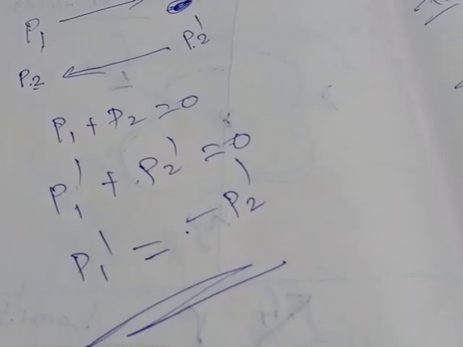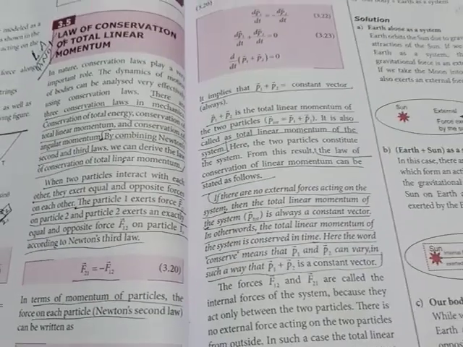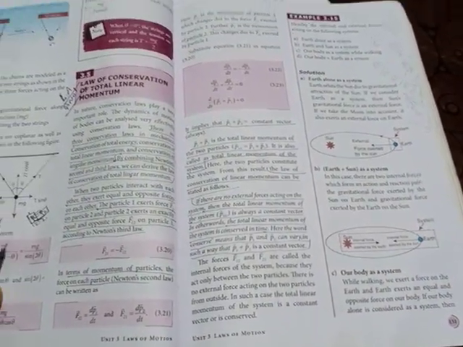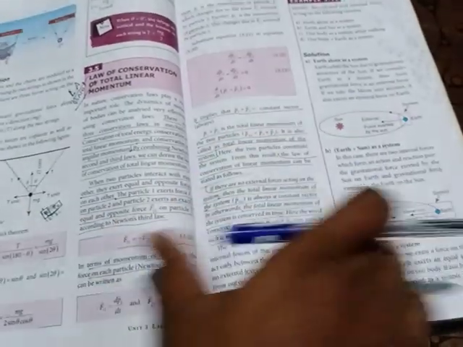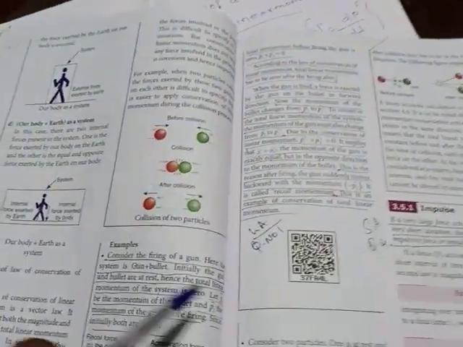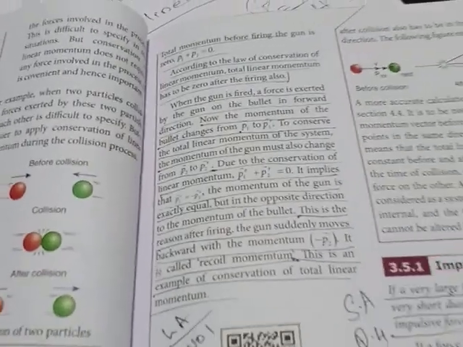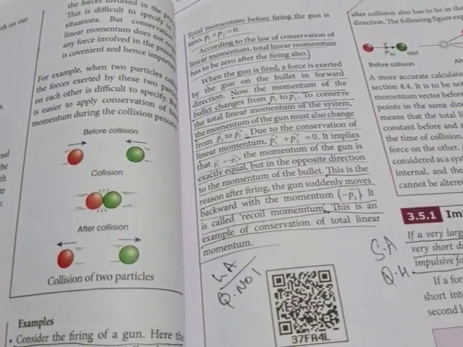And my dear students, you can go through this page number 130-131, section 3.5. It is one of the very important 5-mark questions. Along with this, you have to write about the example of firing a gun also. This is long answer question number 1.